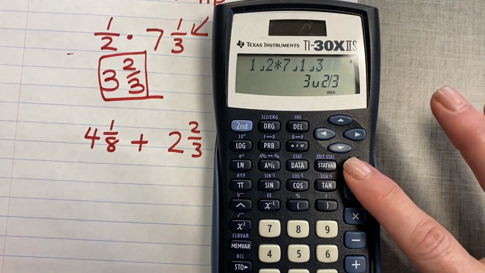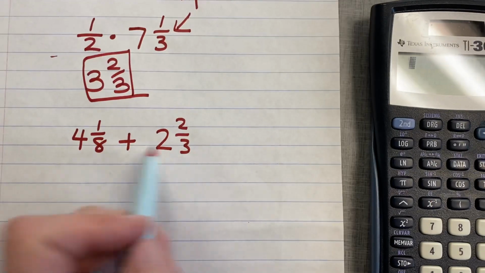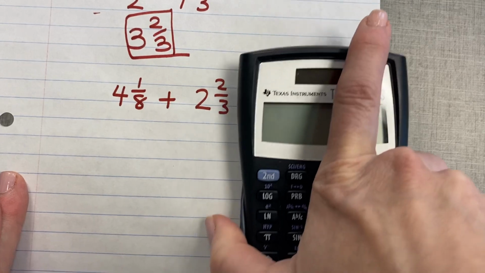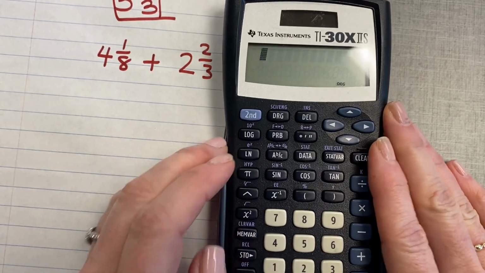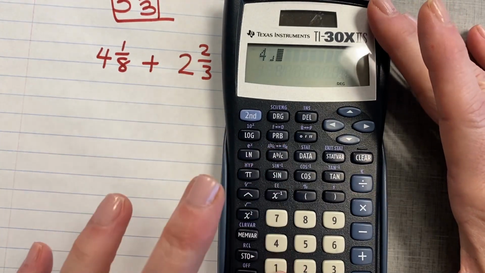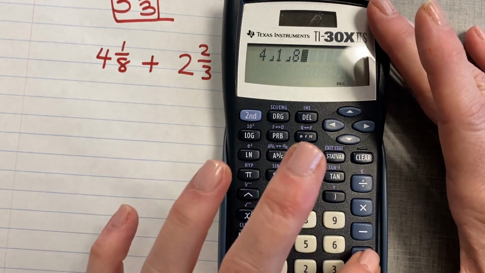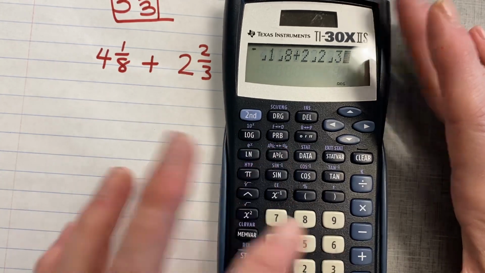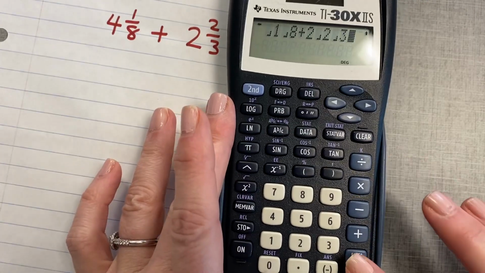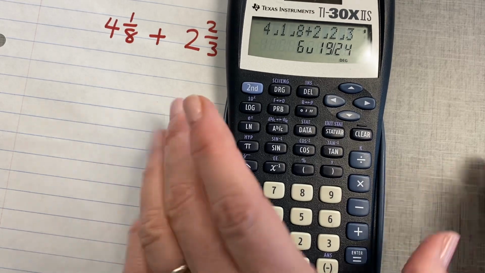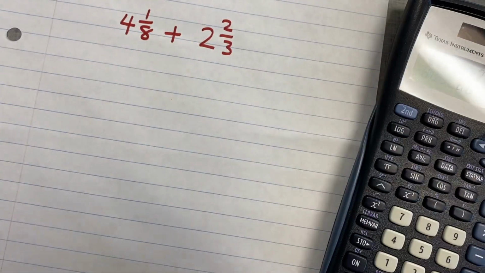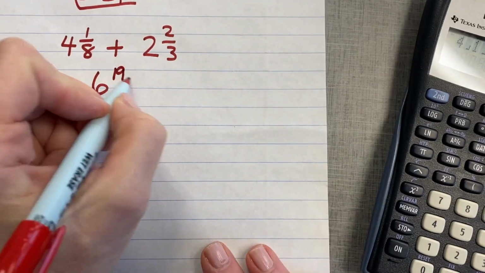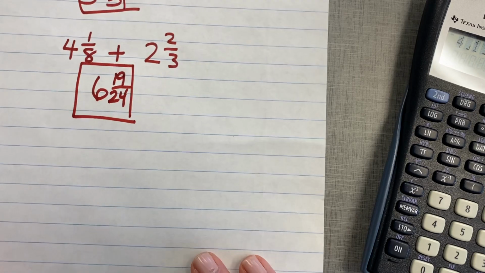And finally, the second problem I have here is if we're adding two mixed numbers, 4 and 1/8 plus 2 and 2/3. So that is just gonna look like this. Lots of ABCs going here. 4 and 1/8 plus 2 and 2/3 equals 6 and 19/24. 6 and 19/24. So that's just a quick calculator tip as we're getting used to this, as you're working through your area problems of triangles.